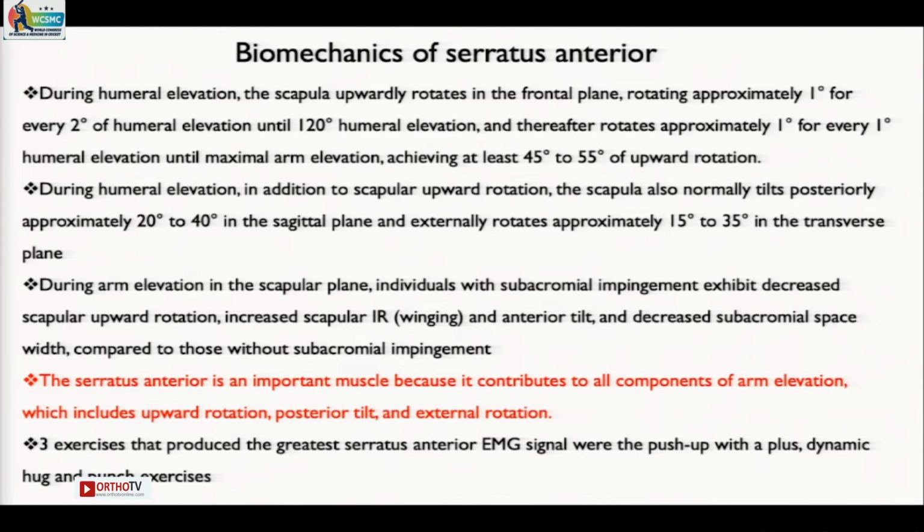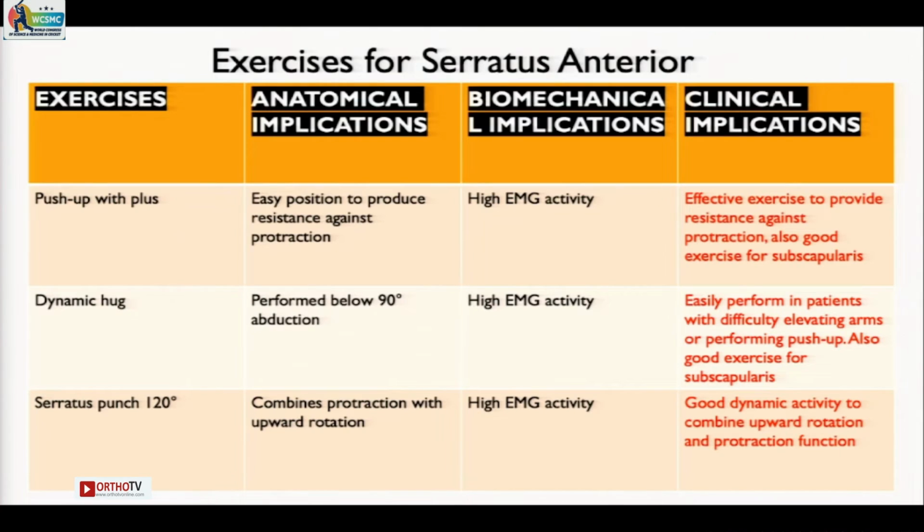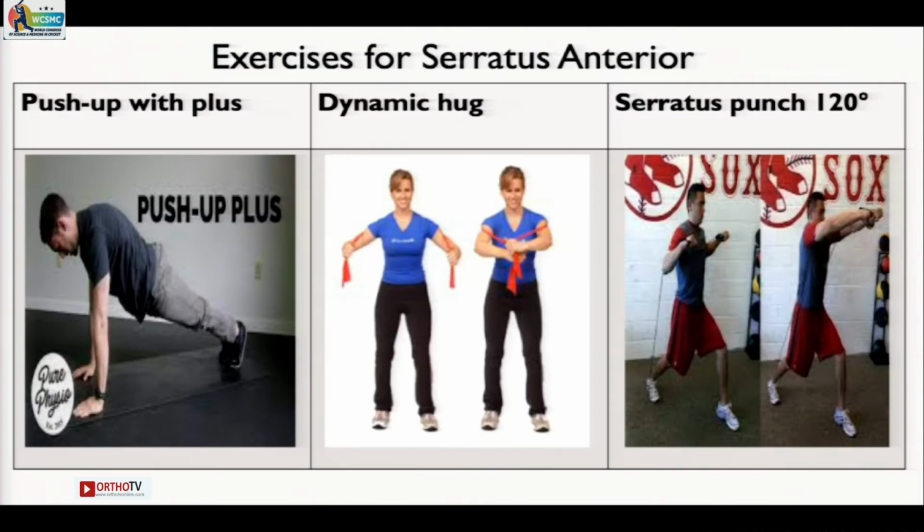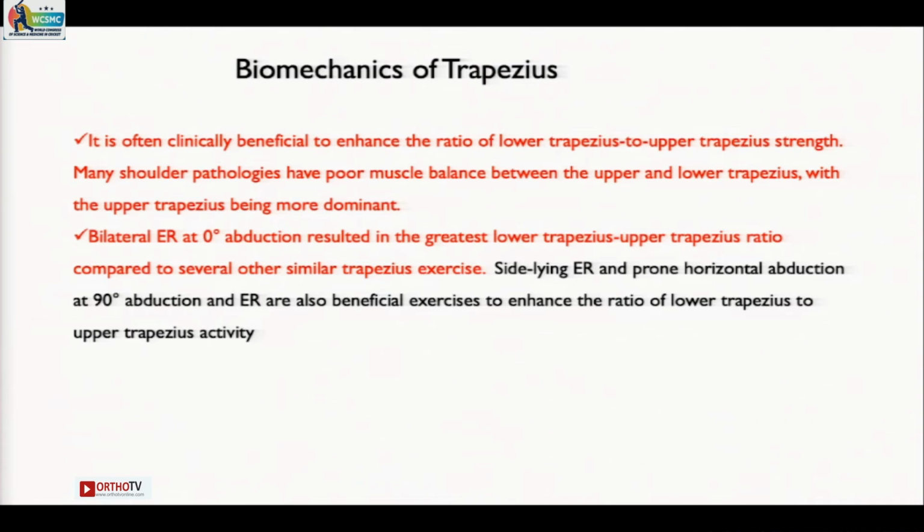Serratus anterior is a very important muscle because it contributes to all components of arm elevation, which include upward rotation, posterior tilt, and external rotation. These are the exercises for the serratus anterior: dynamic hug, serratus punch. These are the three exercises you can focus on for the serratus anterior.